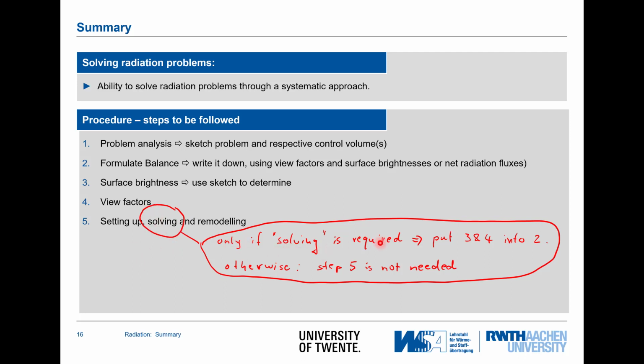If solving is required, then you are asked to put 4 and 3 into the balance too. If this is not required and you should just define the equations, you can skip step 5. And I really encourage you, in the balance, work with surface brightnesses as a variable. Do not put in the values calculated unless you are asked to solve it, because that just overly blows up the equation, and this is then prone to errors.